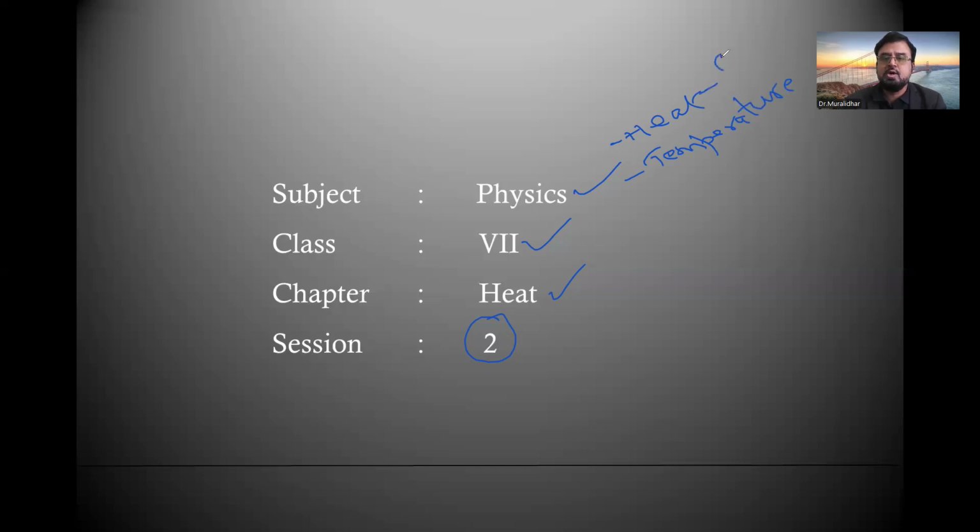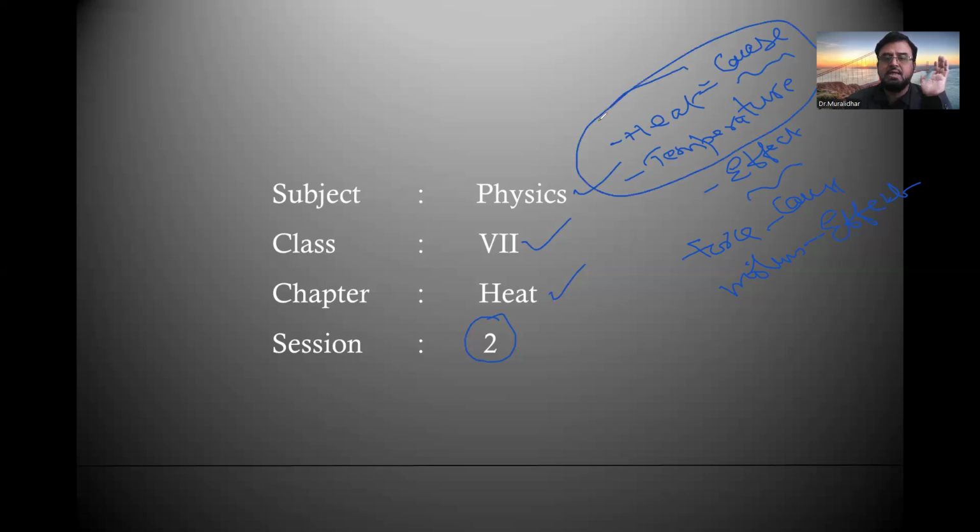We know that heat is the cause and temperature is the effect. Means when there is no heat, no temperature. When there is no temperature, no heat. So they are cause and effect, just like force and motion. In mechanics, force is a cause, whereas motion is the effect. Without force, there is no motion. If there is no motion, there is no force. Similarly, in the chapter heat also, heat plays a very important role to either increase or decrease the temperature. That is the reason we say that heat is a cause and temperature is an effect.